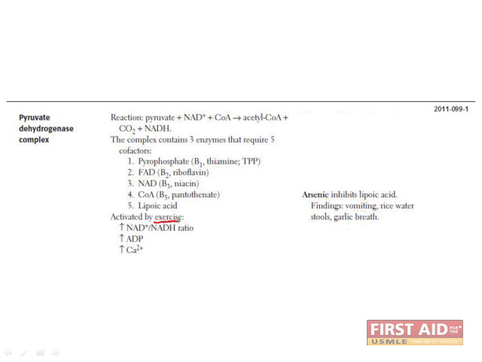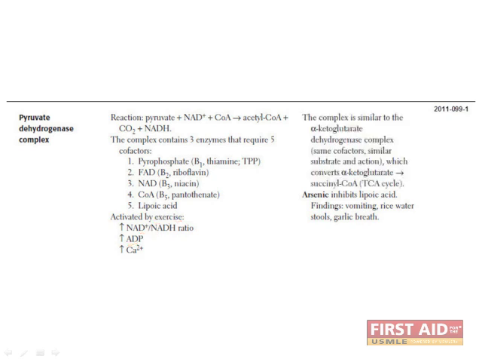If you're exercising, you probably want to be undergoing aerobic metabolism, and therefore you want the pyruvate dehydrogenase complex to be active. The mechanism by which the pyruvate dehydrogenase complex becomes active during exercise is because the ratio of NAD+ to NADH is increased, the amount of ADP is increased, and the amount of calcium is increased. And these, in turn, can all activate the pyruvate dehydrogenase complex.